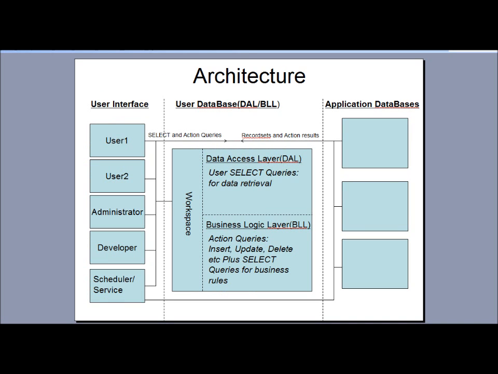The architecture of f4b is fairly simple. There's a single user application that can be logged into via a range of users, all of whom have different privileges, and they're accessing data in your application databases, which could be an accounts database, a contact management database, any sort of database really. They're accessing that using queries that are stored in a central database that consists of a data access layer with the select queries in, and a business logic layer with the action queries in.